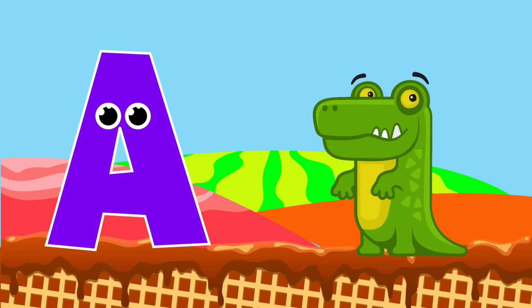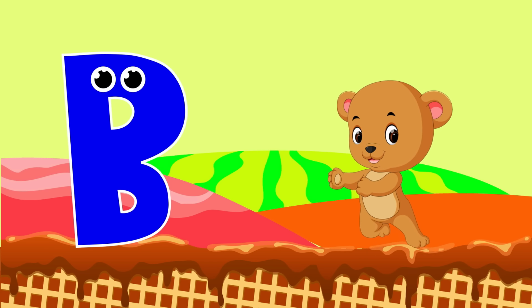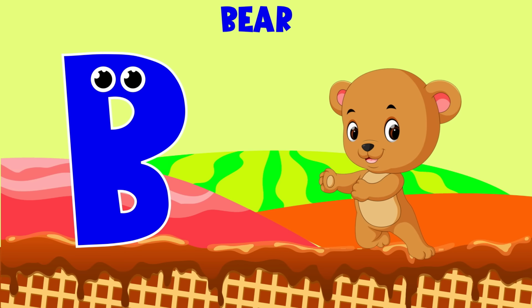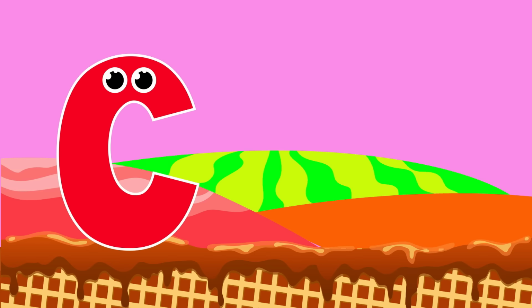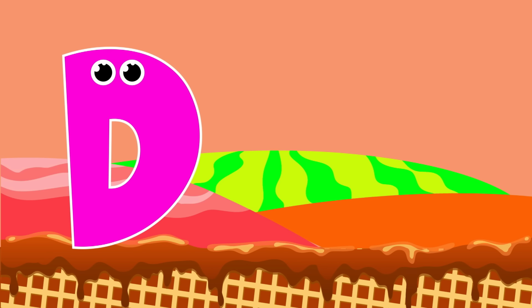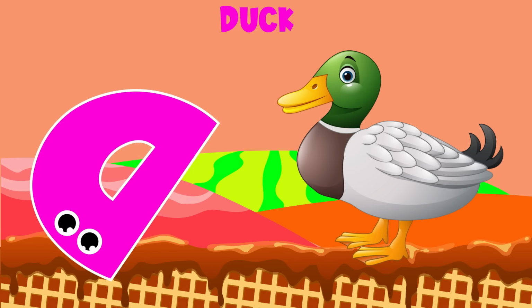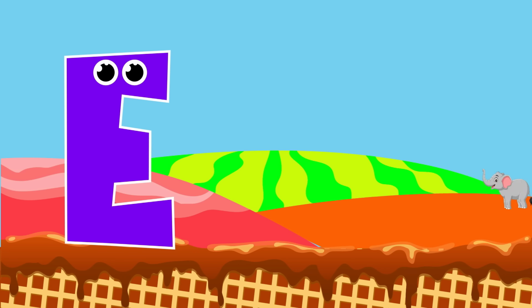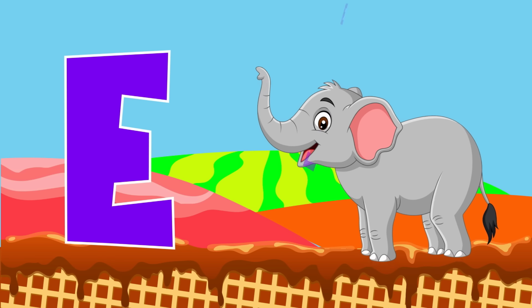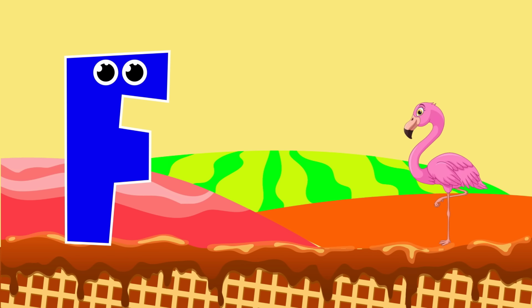Alligator. A, alligator. B is for bear. B, bear. C is for cat. C, cat. D is for duck. D, duck. Elephant. E, elephant. F is for flamingo.